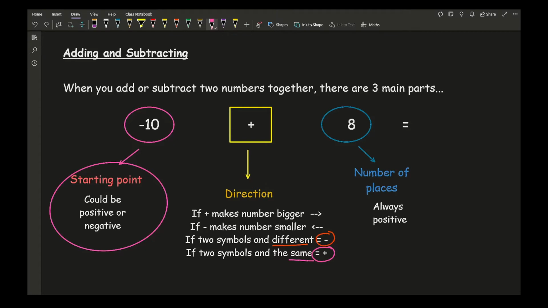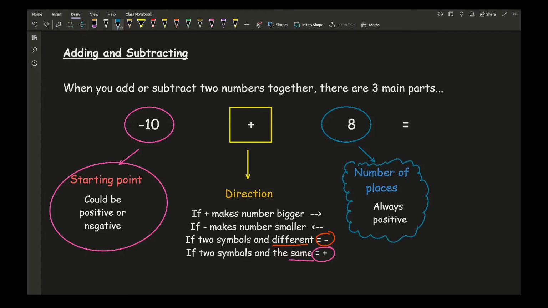The first number is the starting point. The middle symbols are the key area. And then the last number, which is what we move on to next, is basically the number of places. So if you imagine a number line, this is basically the loops that you are doing.